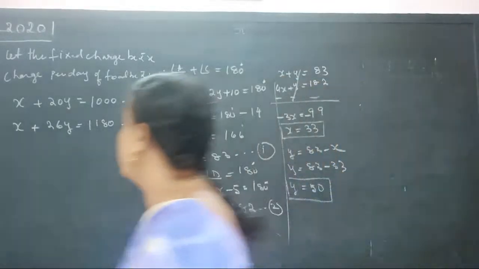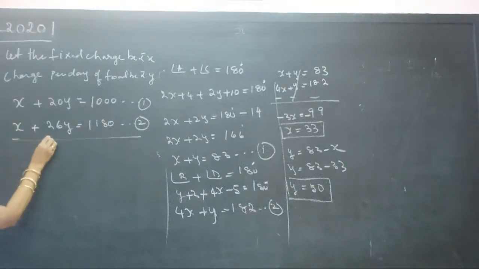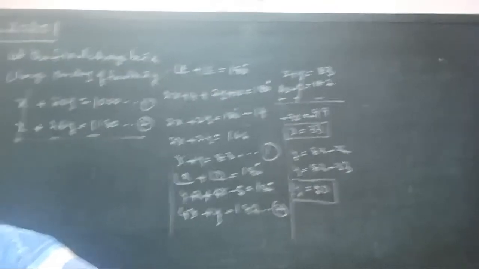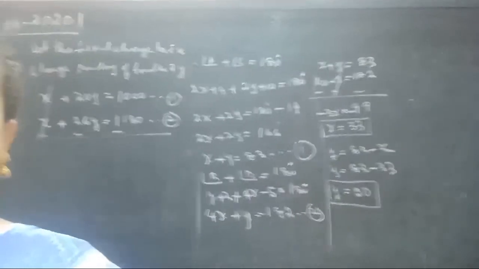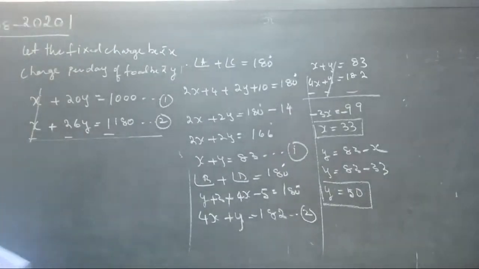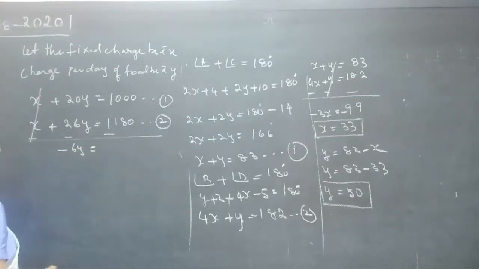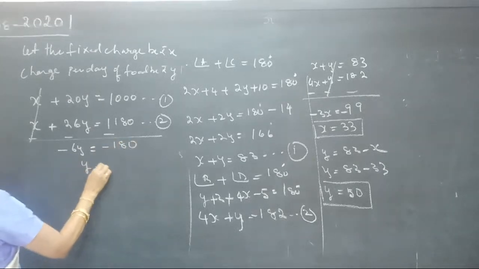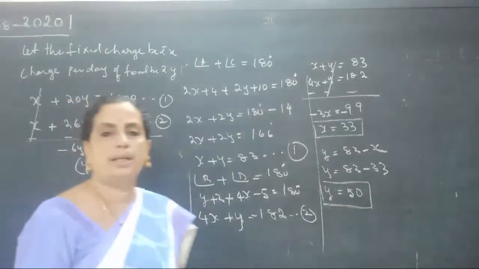Since here the X variable has the same coefficient, on subtraction the sign will change and X will get cancelled. What will you get? Minus 6y equals minus 180, y equals 30. This is the cost of food per day.